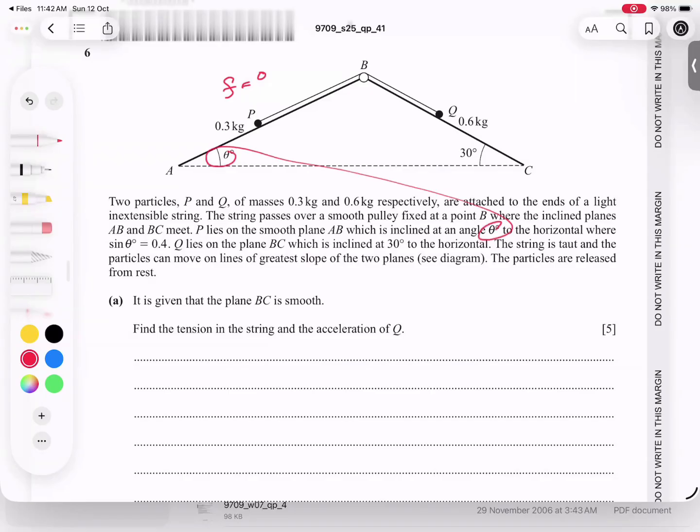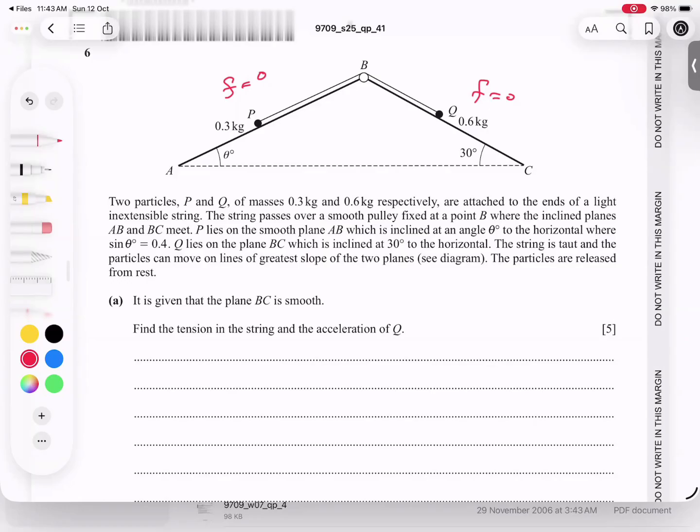And the angle is theta, you can see. And sine theta is given as 0.4. And the other angle is 30 degrees. And the string is taut, and the particles are released from rest. So for part A, BC he has given smooth. So here friction is also 0. Find the tension in the string and the acceleration.